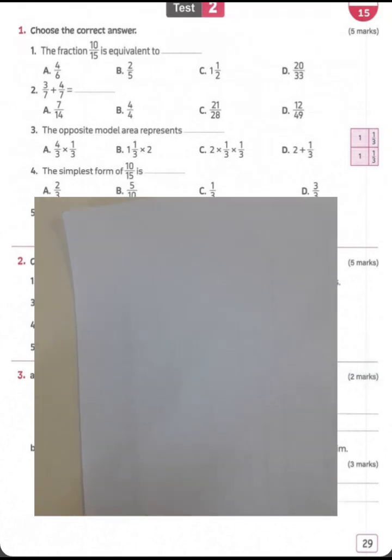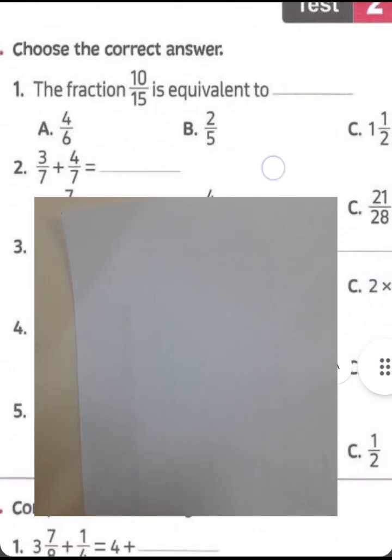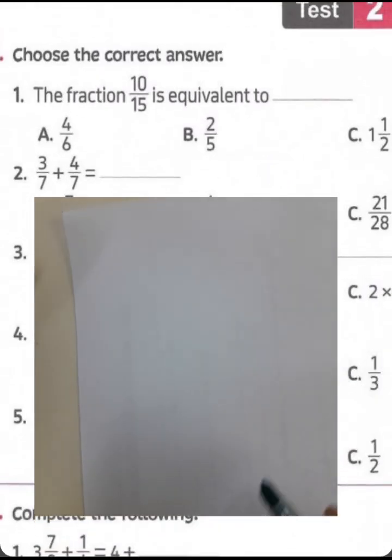Today we'll solve these two from the Mars book, Unit 9, up to lesson 6, Unit 9, okay? Page 29. Look with me at question number 1. The fraction 10 over 15 is equivalent to what?